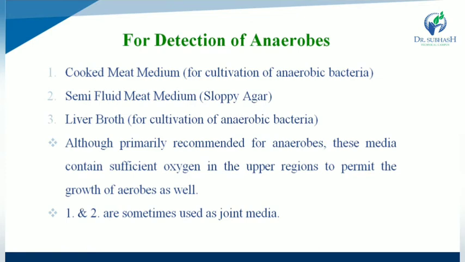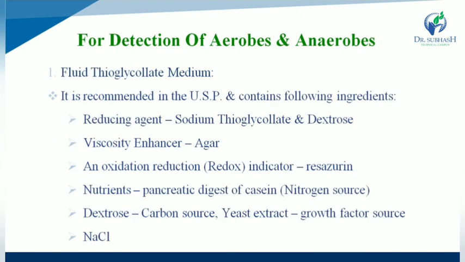Although primarily recommended for anaerobes, these media contain sufficient oxygen in the upper region to permit the growth of aerobes, and the first two media are sometimes used as a joint medium. So cooked meat medium and semi-fluid medium both are sometimes used as a joint medium. And the third one, liver broth medium, is also primarily recommended for anaerobic species, and contains sufficient oxygen in the upper region to permit the growth of aerobic bacteria.